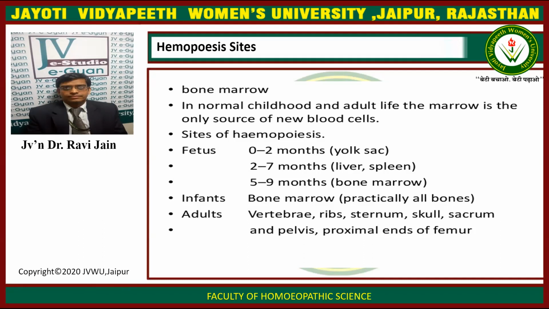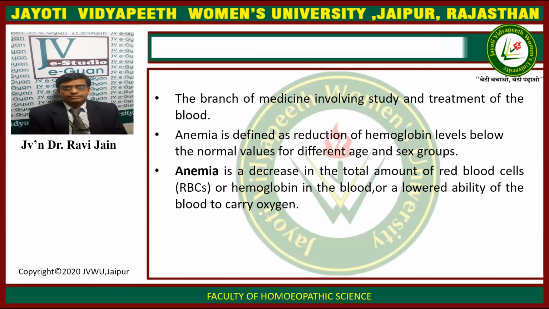In the fetus, the site of hemopoiesis from 0 to 2 months is the yolk sac. From 2 to 7 months, it is the liver and spleen. From 5 to 9 months, it is the bone marrow. In infants, practically all bones lead to hemopoiesis. In adults, hemopoiesis takes place in the vertebrae, the ribs, the sternum, the skull, the sacrum, and the pelvis, and also the proximal ends of the femur. Hematology is a branch of medicine that involves the study and the treatment of the blood.